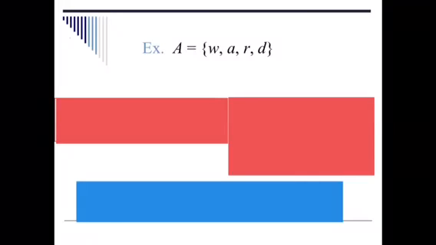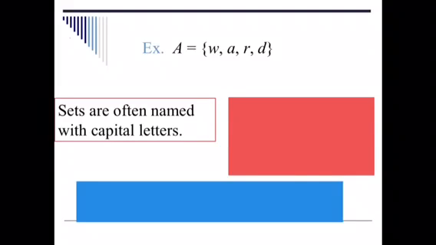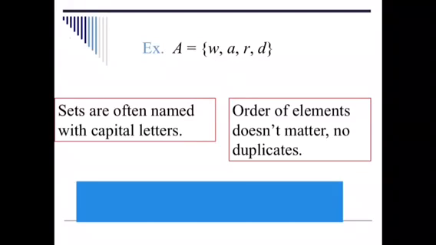Here we have an example of a set. So in this set, the name of the set is A. And again, just to reiterate, usually sets are named with capital letters. The elements within our set are the elements W, A, R, and D. Something that's very important to note about the elements within a set is that the order of the elements does not matter. However, we can never duplicate things. So if we're combining sets together and two sets have a similar element, we don't write that down twice.